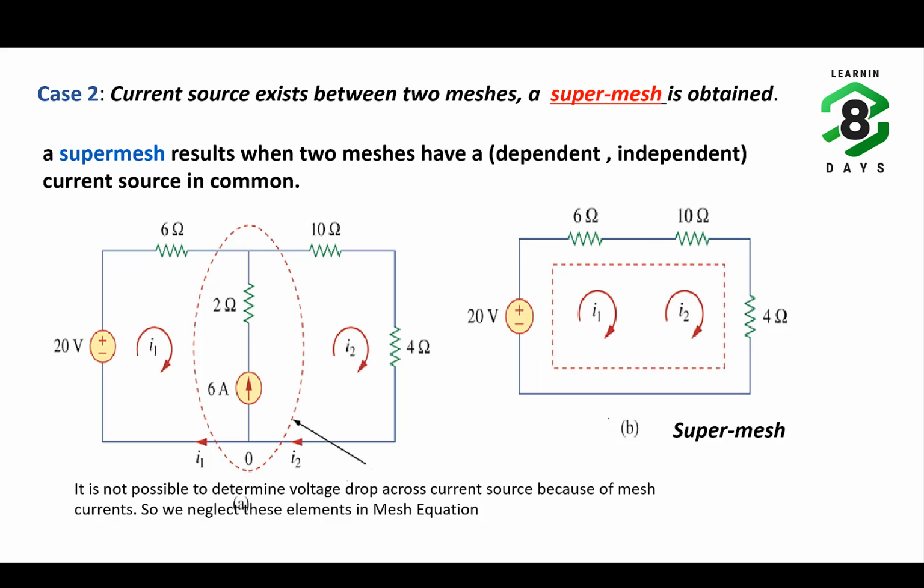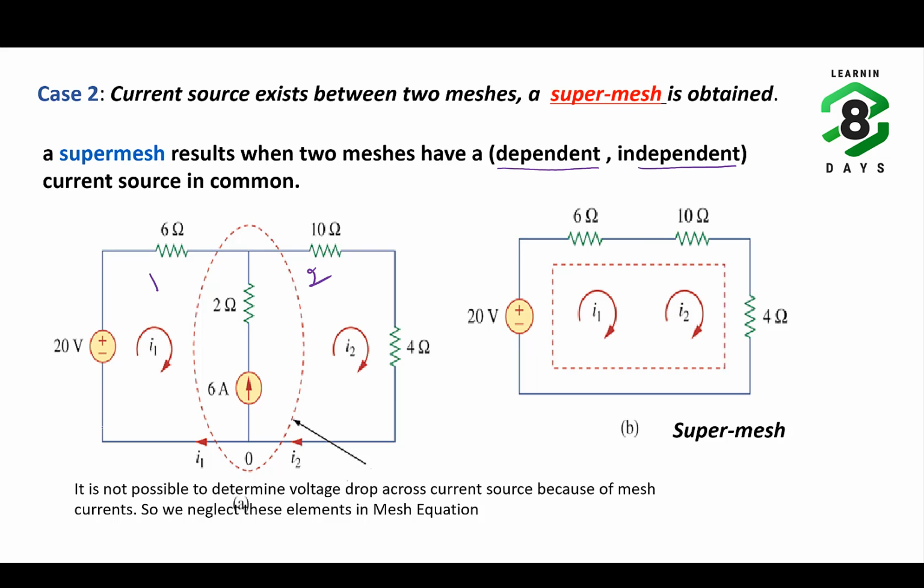Next, case 2 is that if a current source exists between two meshes, that means it exists in a branch that is common to the two meshes, then we get something called a super mesh. So a super mesh results when two meshes have a current source in common. That current source can be a dependent or independent current source. If you can see in this figure, there is a 6 ampere current source in a branch that is common to mesh 1 and mesh 2, then a super mesh is formed.